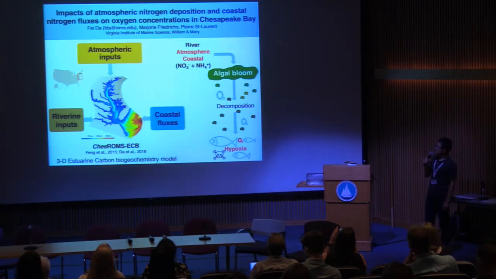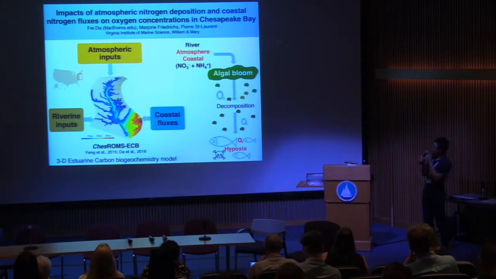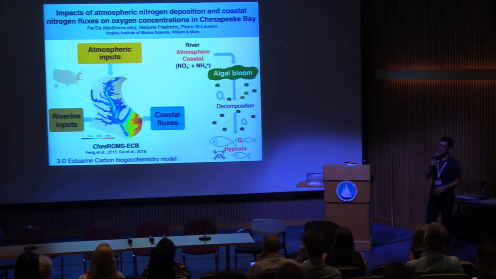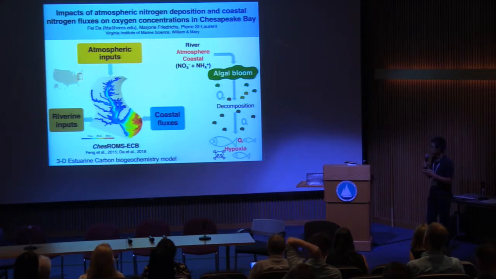And my poster today is focusing on the impacts of nitrogen from atmosphere and coastal ocean on the oxygen concentrations in the Chesapeake Bay. The figure on the left is the model I used to study the question. It's the ChesROMS-ECB, which is described briefly by Margie earlier this afternoon. And I just removed the nutrient from river, atmosphere, or coastal ocean to do some sensitivity tests to look at their contribution on the oxygen concentration.